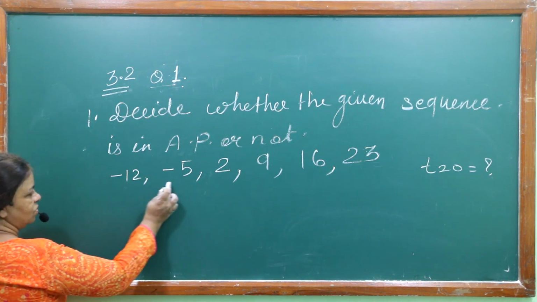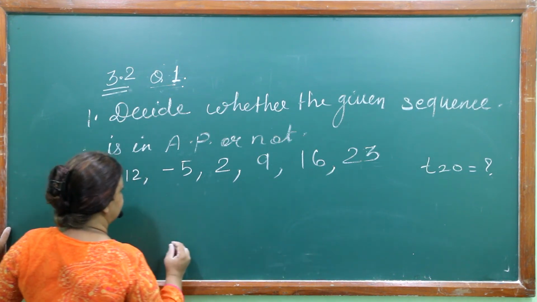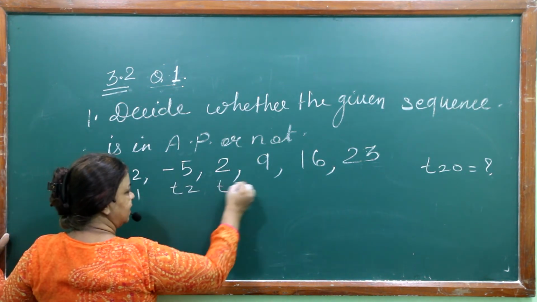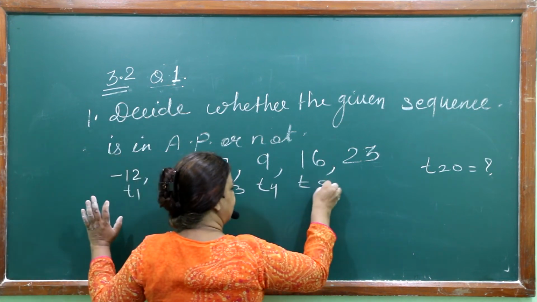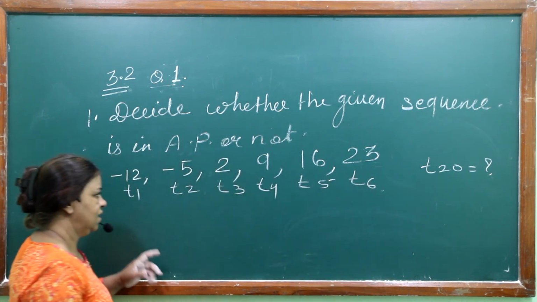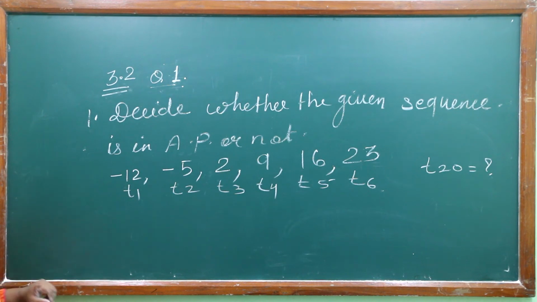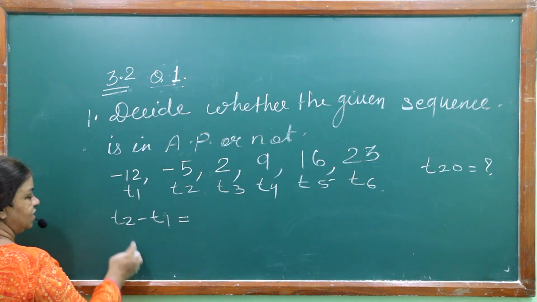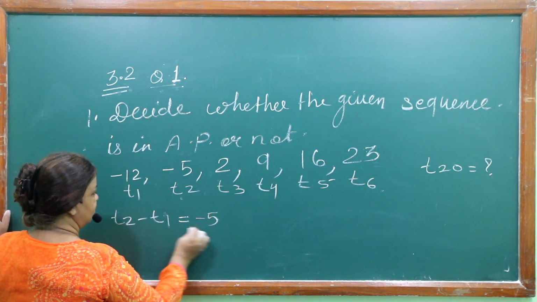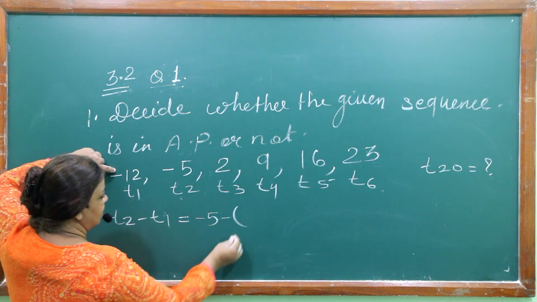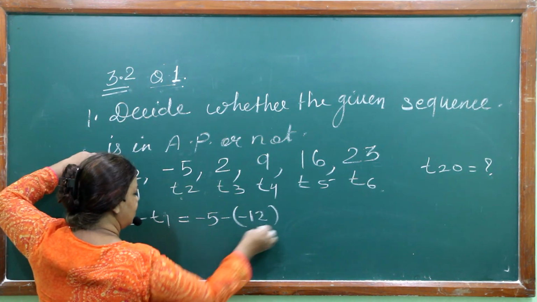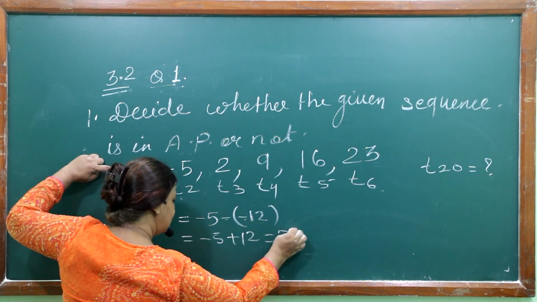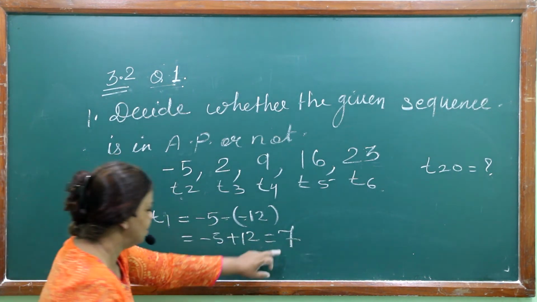See, minus 12, minus 5, 2, 9, 16, 23. This is T1, T2, T3, T4, T5 and T6. So we have to decide whether it is in AP or not. The formula is T2 minus T1. You can do it yourself, children. T2 is minus 5, minus T1, minus 12. Minus 5 minus minus 12 is plus 12, which is equal to 7.